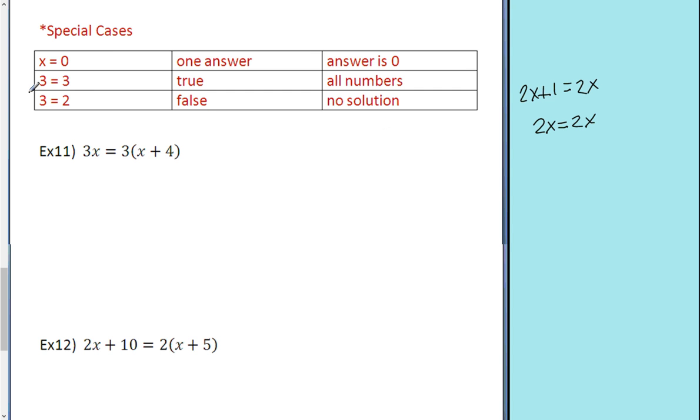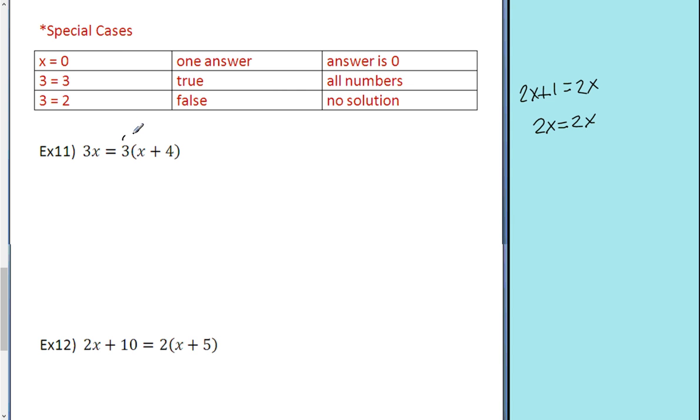We have 3 special cases. If x equals a number, then I have one answer, and it's 0. Okay? If I end up with 3 equaling 3, is 3 equal to 3? Yes, it's true. It's going to be all numbers. And if you get 2 numbers not equal to each other, it's going to be false, and it's going to have no solution. Now, that's probably not going to make sense yet, but let's just do a couple problems.